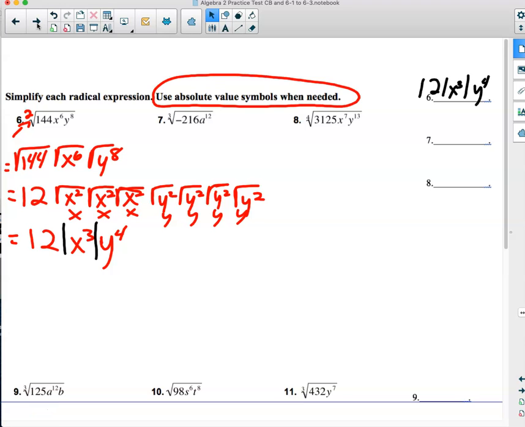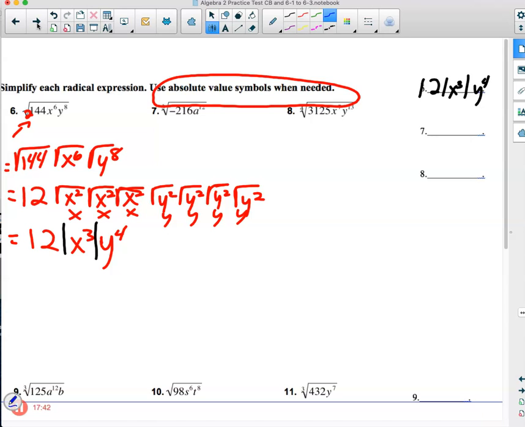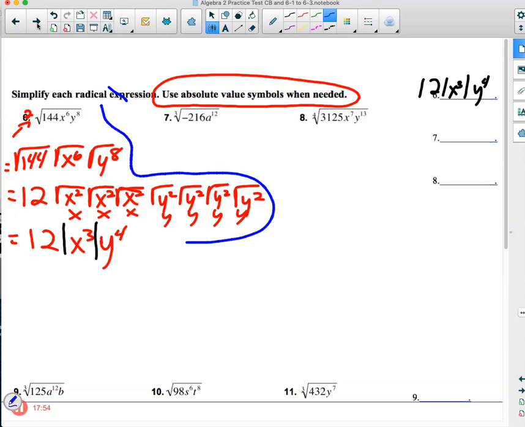Number 7, which I'll have to try to make some room for here. That's that blue marker again. All right, got to wait for the light to come on and be patient. There we go. So for number 7, we have cubed root of negative 216. So let's go ahead and separate that from cubed root of a to the 12th.